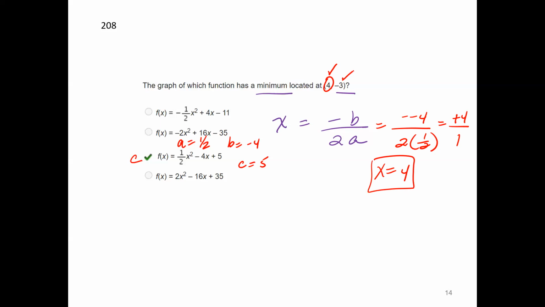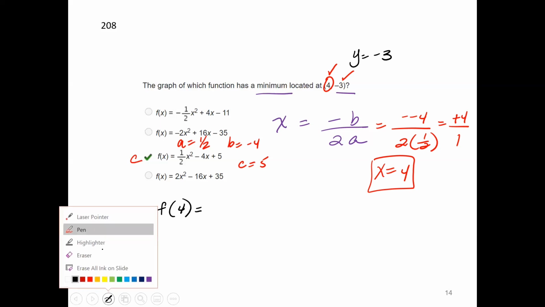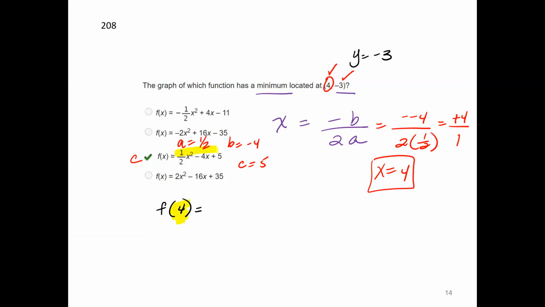But I need to figure out Y equals -3. So once you have X, you're going to do F of 4. And wherever you see an X, you're going to replace that X with that 4. So using that equation in C, I have 1/2 X squared minus 4 times X plus 5. So let's put a 4 here and a 4 here.